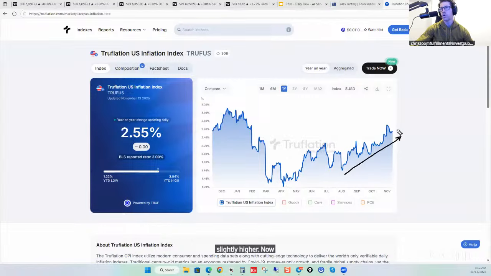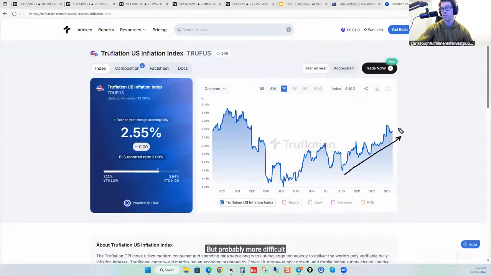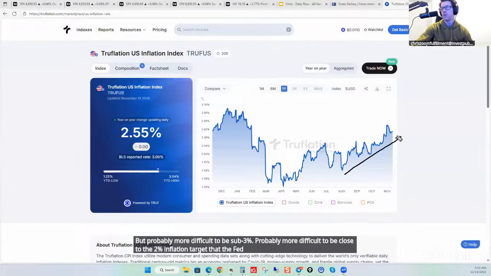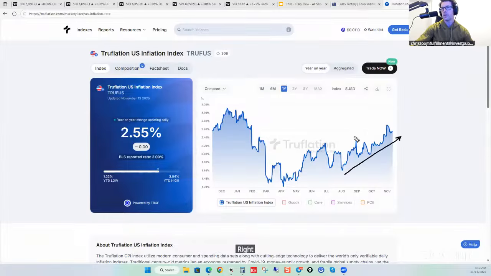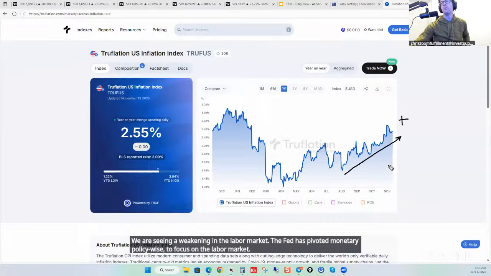Now, does this mean we go from 3% headline inflation to 3.5? No, but probably more difficult to be sub 3%. Probably more difficult to be close to the 2% inflation target that the Fed keeps talking about, right? So we are seeing an uptick in inflation. We are seeing a weakening in the labor market. The Fed has pivoted monetary policy wise to focus on the labor market for now.